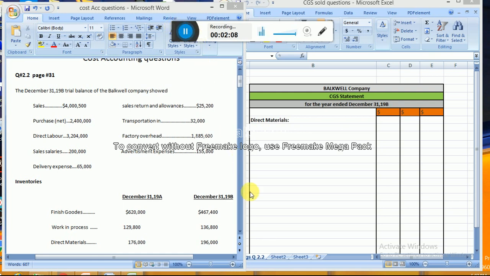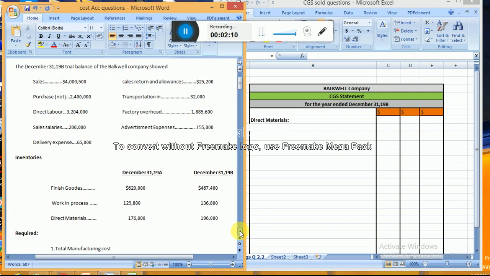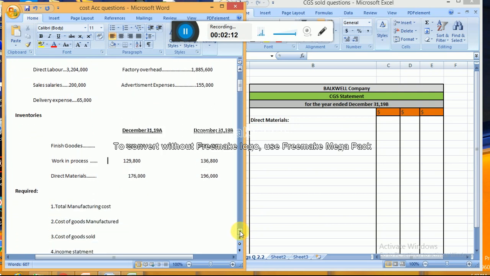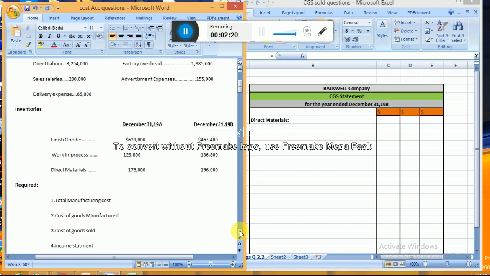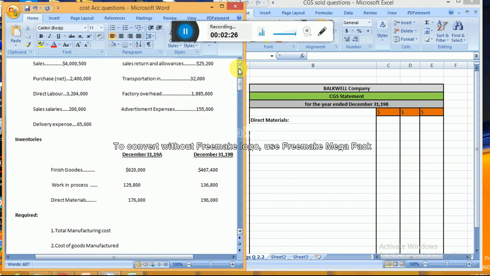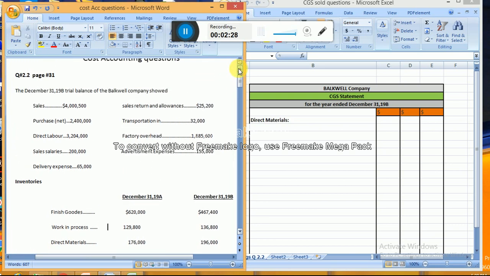So what are the requirements in the question? Requirements: total manufacturing cost, cost of goods manufactured, cost of goods sold, and income statement. Now one by one we are going to solve it. First, we will start from the direct material portion.